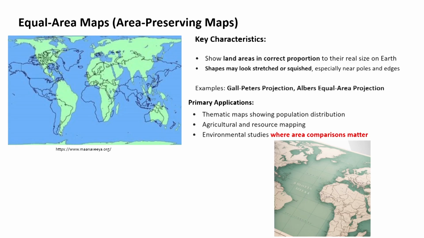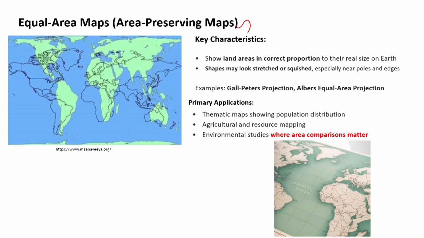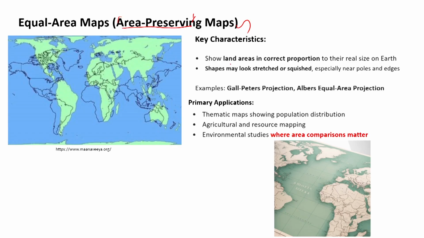Now the equal area maps, or area preserving maps. The title itself is very clear: it will preserve the area, but compromise with shapes, distance and directions. Look at the clear definition: land area in the correct proportion to the real size. The shape of the zone, whatever it may be, looks stretched or fused, especially near the pole.